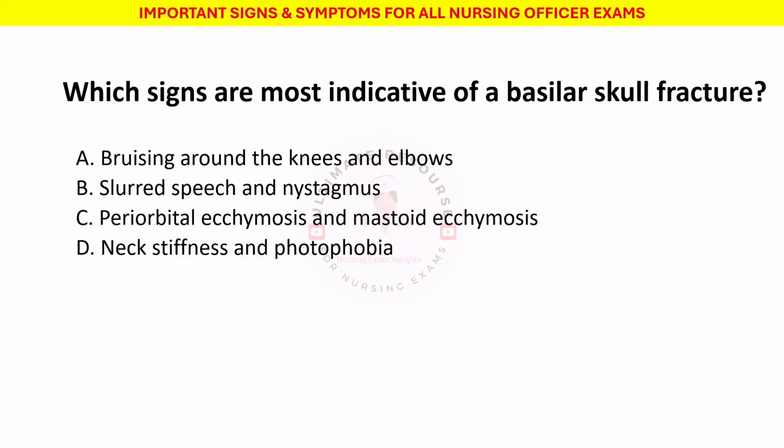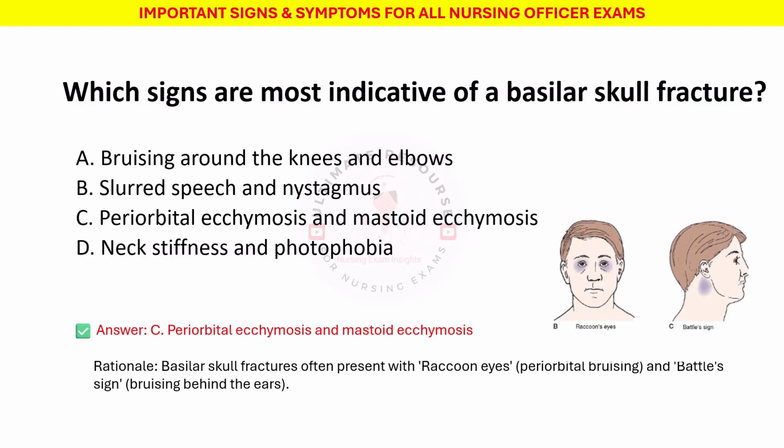Which signs are most indicative of a basilar skull fracture? Options are A. Bruising around the knees and elbows, B. Slurred speech and nystagmus, C. Periorbital ecchymosis and mastoid ecchymosis, D. Neck stiffness and photophobia. The answer is C. Periorbital ecchymosis and mastoid ecchymosis. Basilar skull fracture often presents with raccoon eyes, which is periorbital bruising, and Battle sign, which is bruising behind the ears.